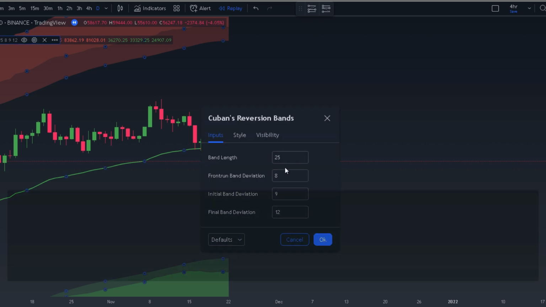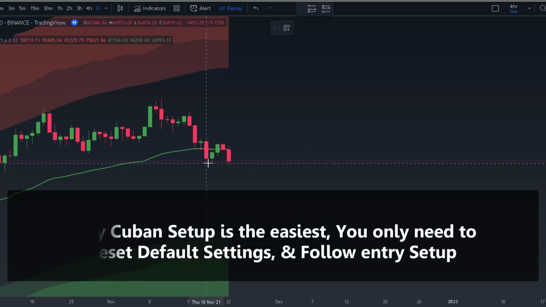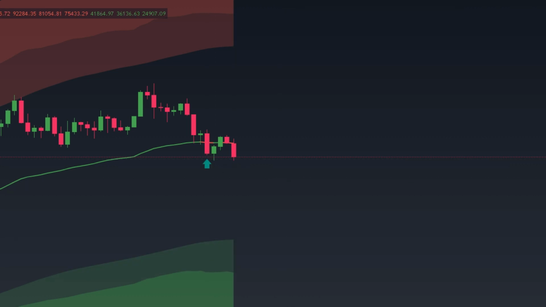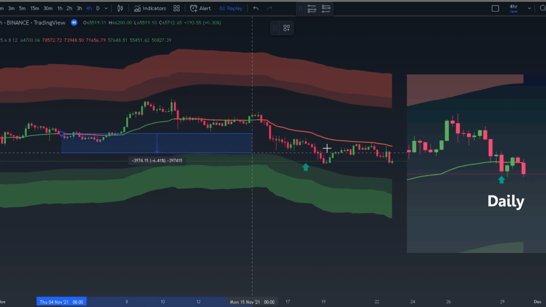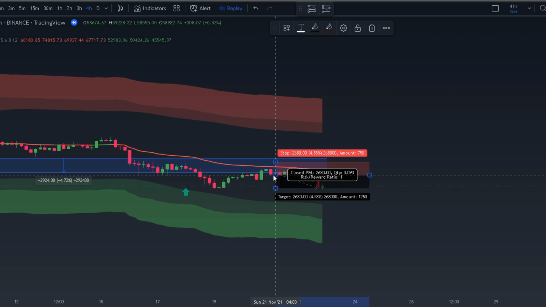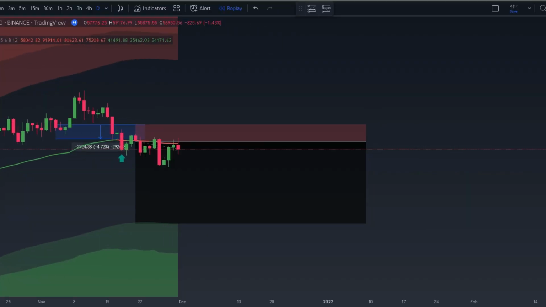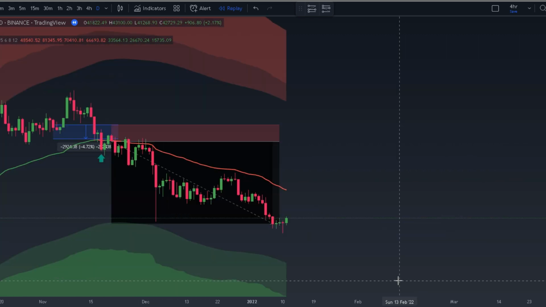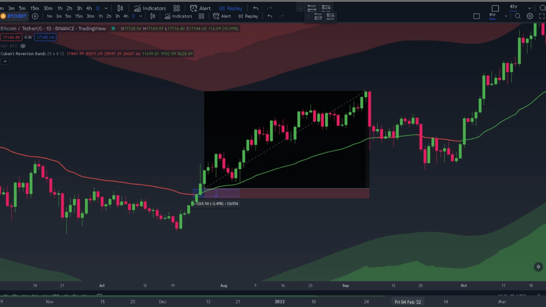The daily setup is very easy compared to the previous setup. We need to put the Cuban band settings back to default and remove any EMA. So on the daily setup, when the price candle crosses and closes below the signal line, go to the 4-hour chart and draw a support zone. Enter a trade with a stop loss above the support zone and go back to the daily chart and target the inner Cuban band, almost making 4.5 times. And the same setup applies when you're going long.